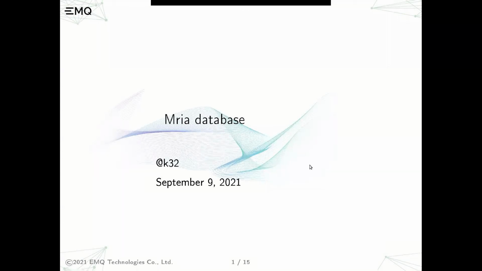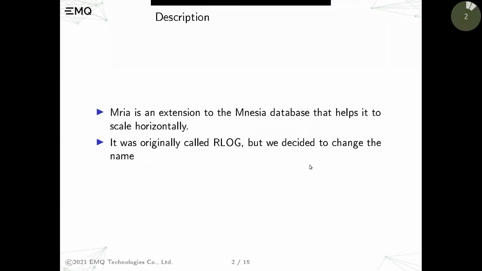So I'm going to give a very quick update on the Mria project, what we've been developing for some months. So what is Mria? It's an extension to the Mnesia database that helps it to scale horizontally. Originally, the project was called RLog, but we decided to change the name and split this project to a separate repo.